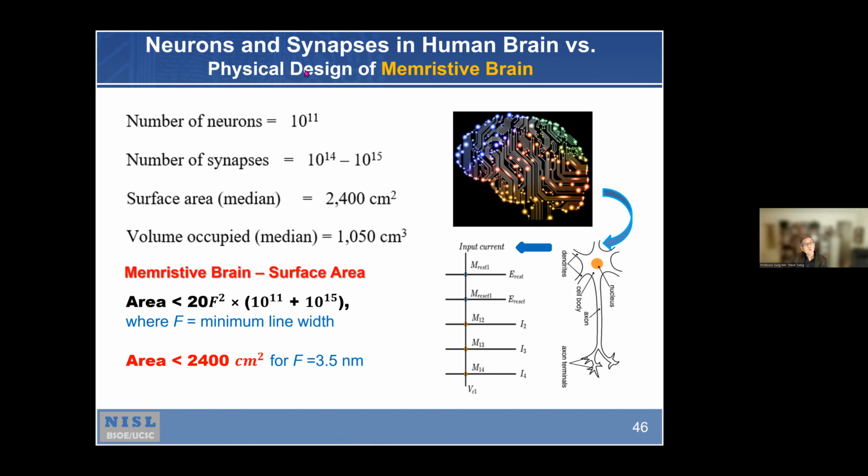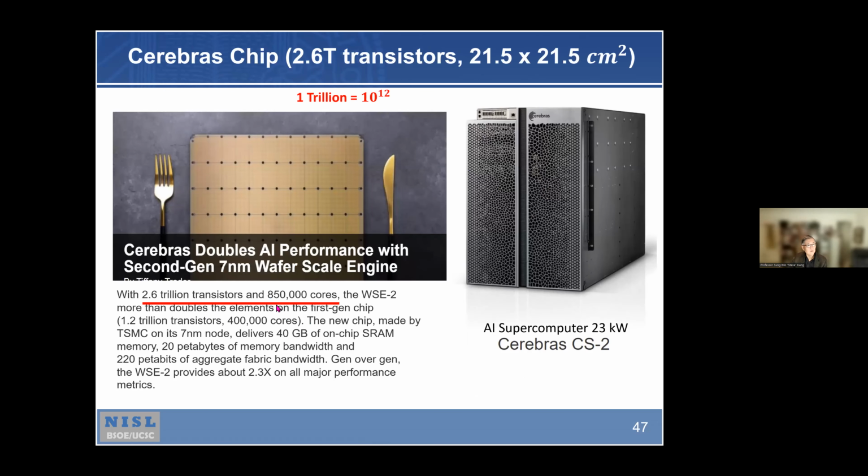This shows the 2.6 trillion transistor Cerebras chip, which is 21 centimeters by 21 centimeters and has 850,000 cores. And this shows an AI supercomputer system in a box. It consumes 23 kilowatts, much better than a megawatt type of thing. And as a device engineer, you would appreciate such a chip with 2.6 trillion transistors.